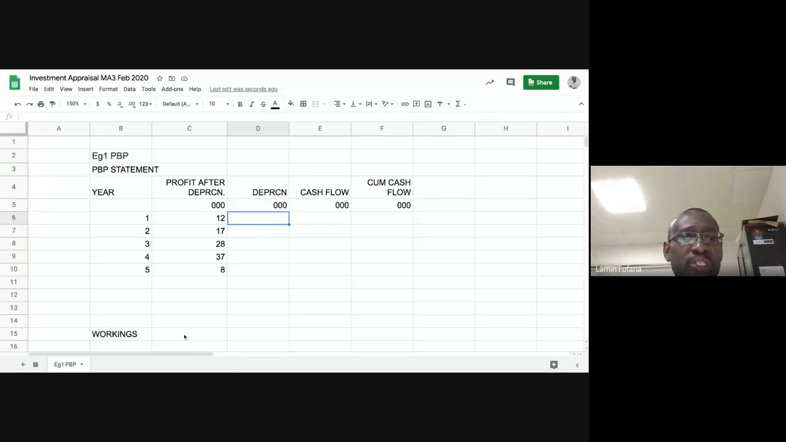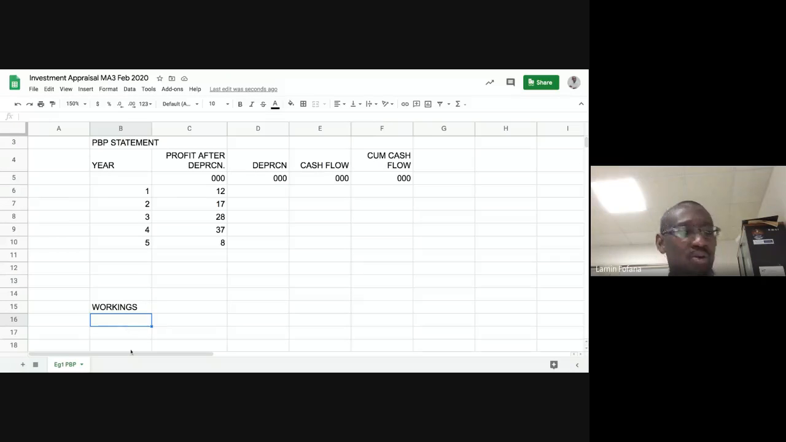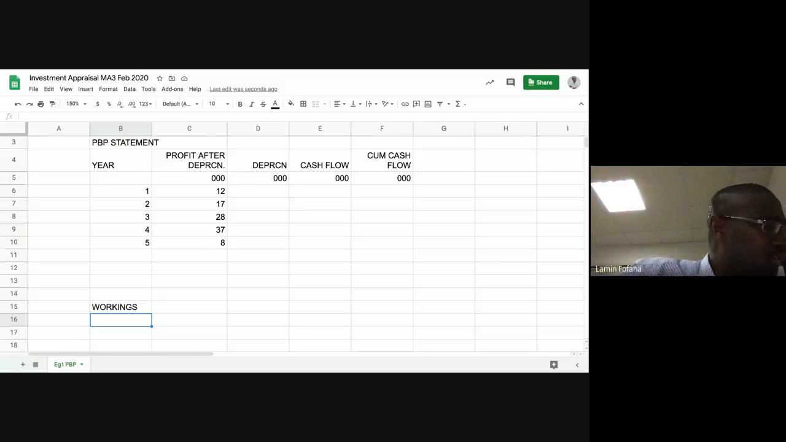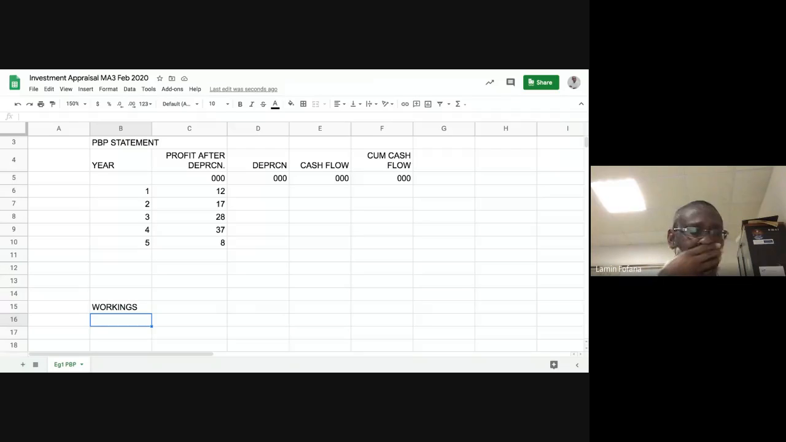So for depreciation, we're going to do our working here. How are we going to calculate depreciation? How do you find depreciation here? You've been given the cost of the asset, and it says it has a nil scrap value, and the asset is going to be used for 5 years. So what is your depreciation?